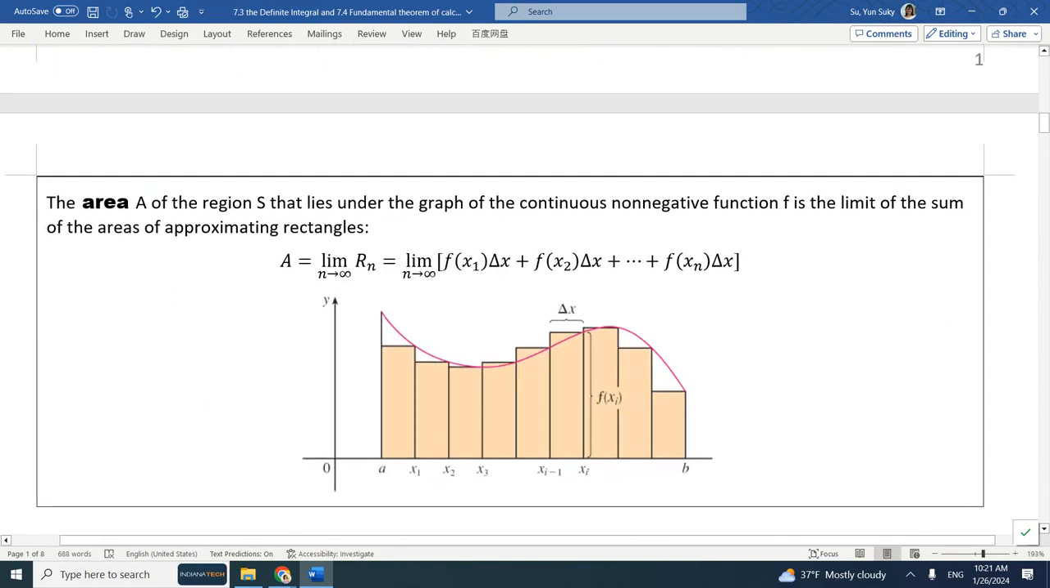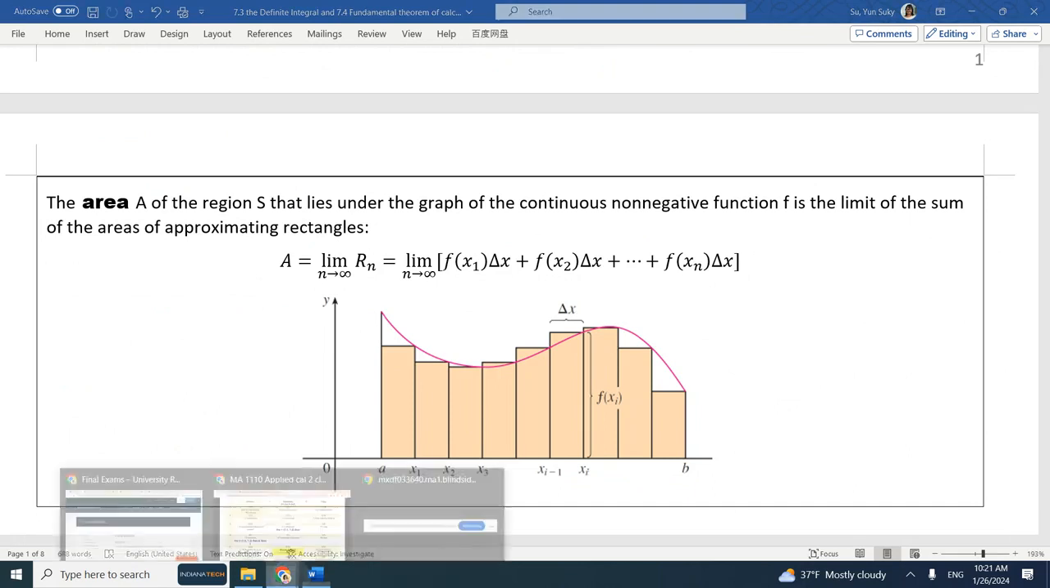So the area A of the region S that lies under the graph of the continuous non-negative function f is the limit of the sum of the areas of the approximating rectangles. So the area A is the limit of the right Riemann sum as n goes to infinity. Can you see that when n goes to infinity, the area of the rectangles is very close to the actual area?